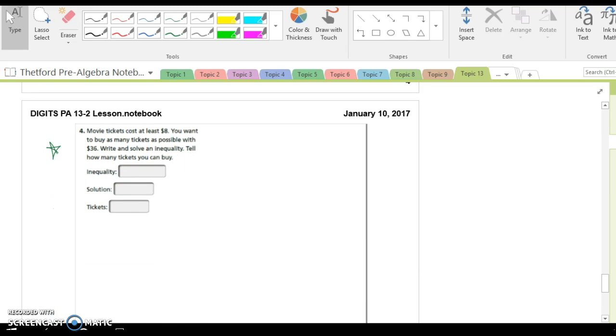All right, let's try the movie tickets. So movie tickets cost at least $8. You want to buy as many tickets as possible with $36. So that means that I can buy or spend enough money that equals exactly $36. Write and solve an inequality to tell you how many tickets you can buy. So we know that it's 8 per ticket, and I want to buy as many as I can. So I'm going to multiply that by as many tickets as I can get. And I know that it's got to be less than or equal to $36.